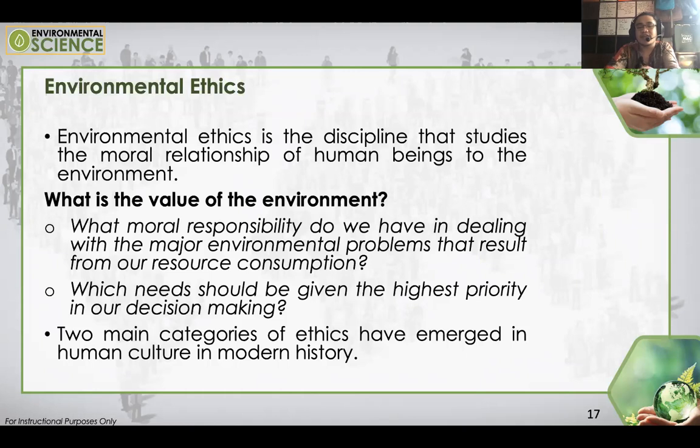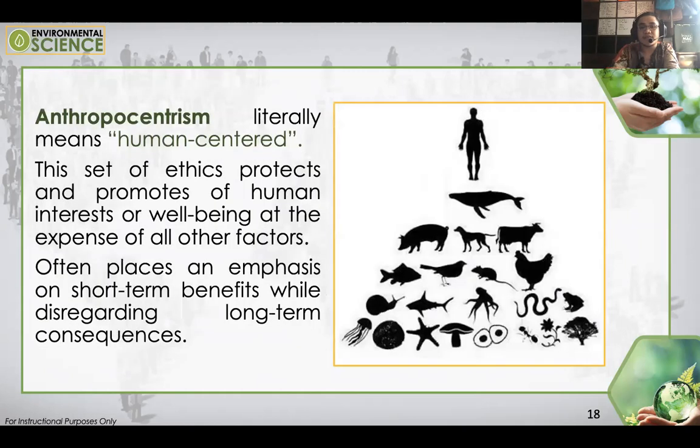Two main categories of ethics have emerged in human culture in modern history. So I will be discussing two environmental ethics. The first one is anthropocentrism. Anthropocentrism means human-centered. As humans, we are considered to be the apex predators. What do we mean by apex predator? The apex predator is at the top of the food chain. Not because of our strength, but because of our ability to reason, to think. So in anthropocentrism, people think that we are above all creatures.